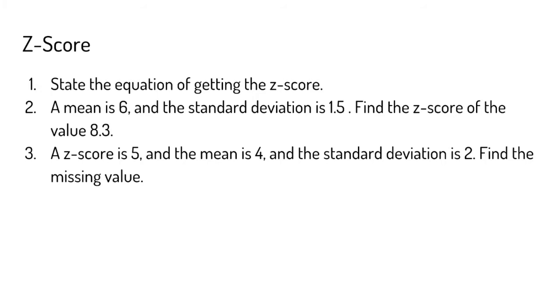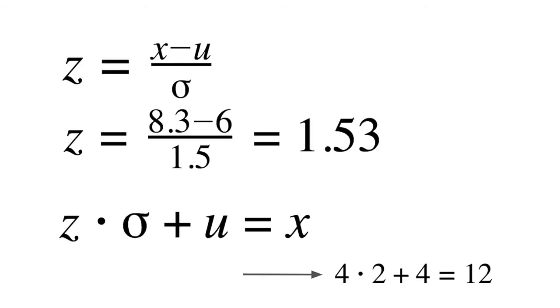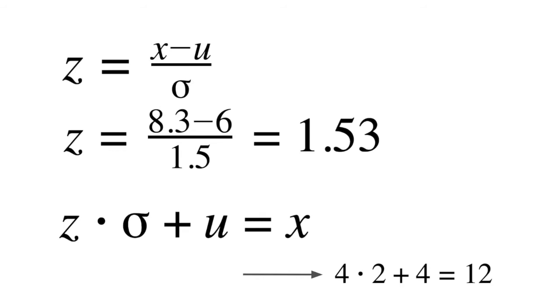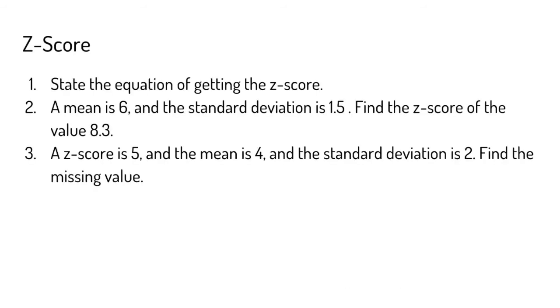Let's answer the questions. What's the equation of the z-score? I hope you remember. It is z equals x minus mean over the standard deviation. For the second and third questions, we just have to apply the numbers. The mean is 6, the standard deviation is 1.5, and 8.3 is x. 8.3 minus 6 over 1.5 equals 1.53.